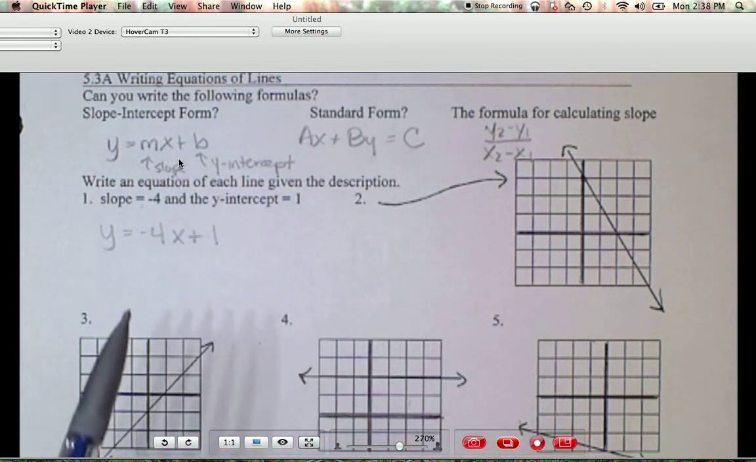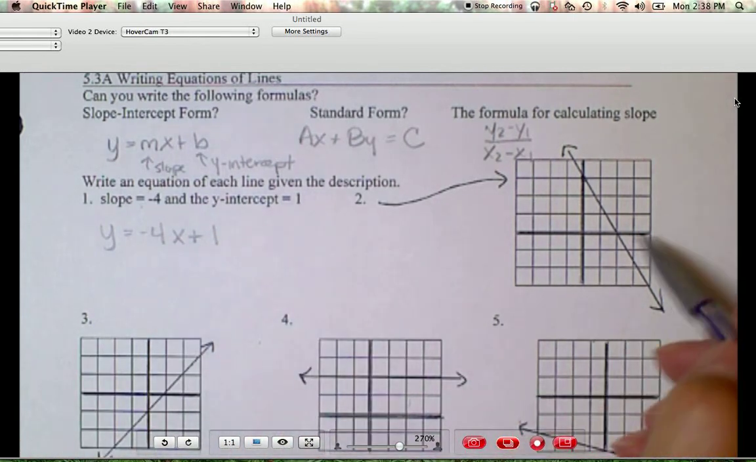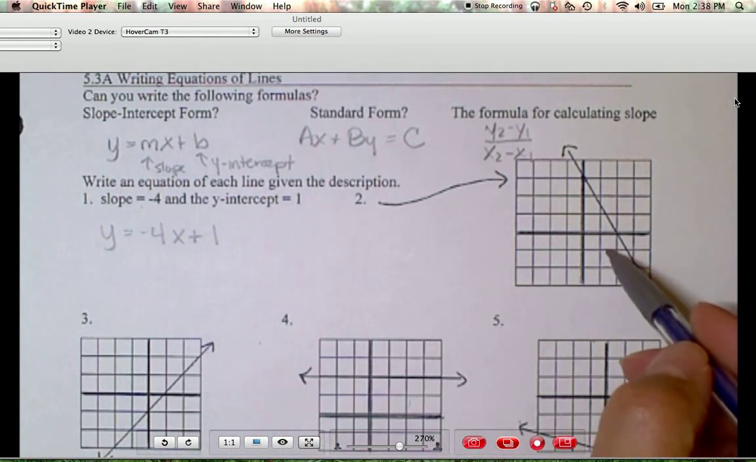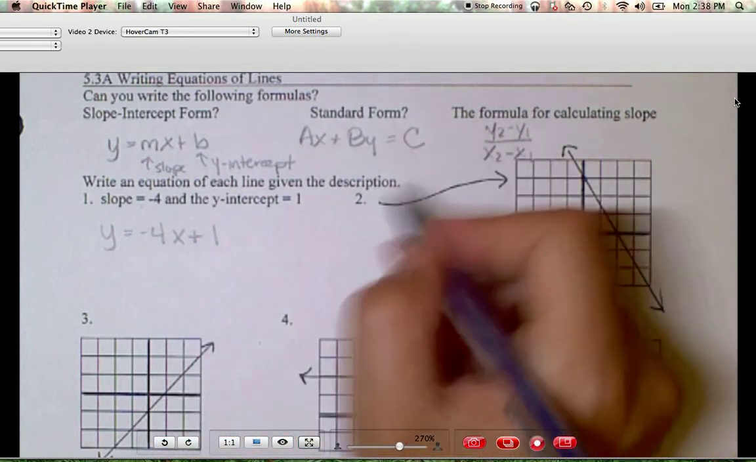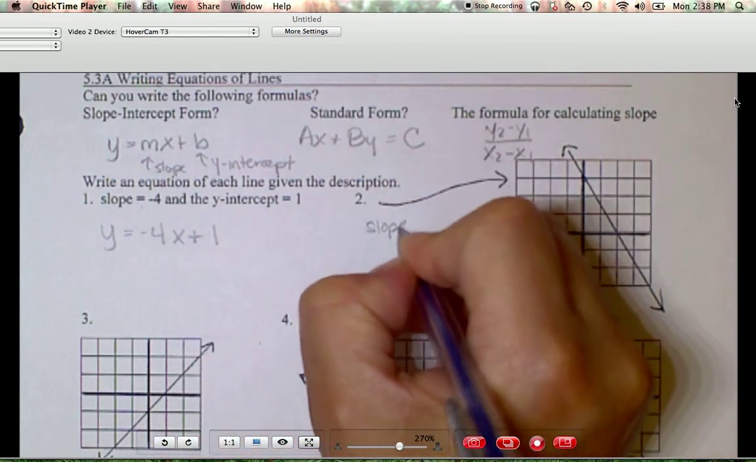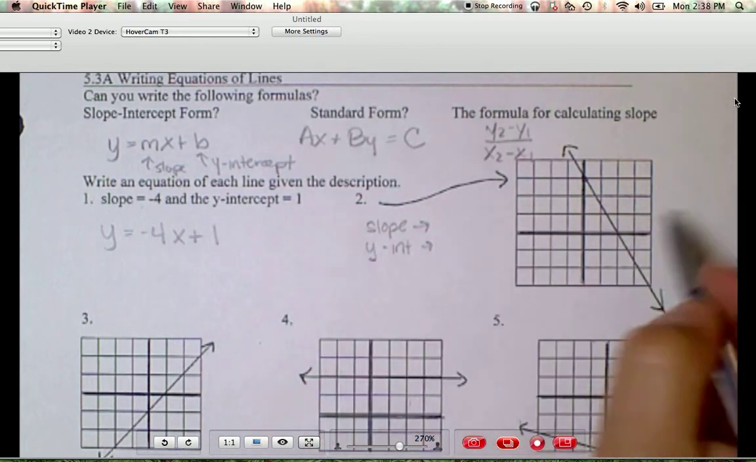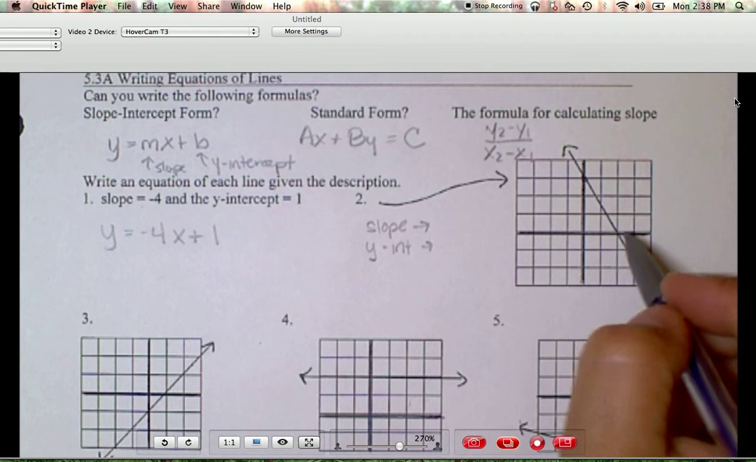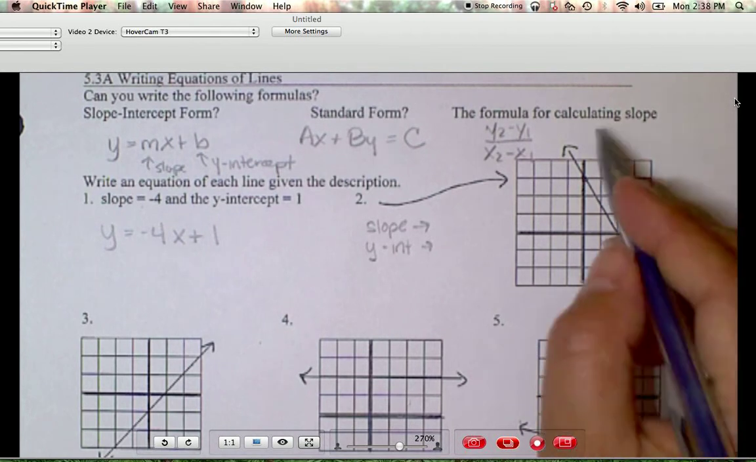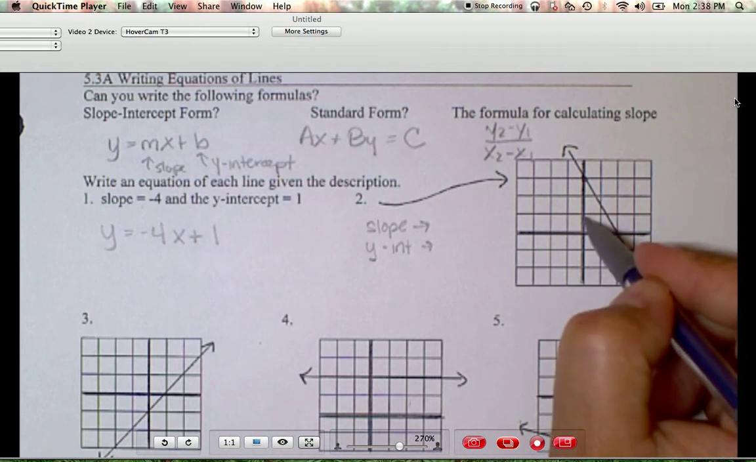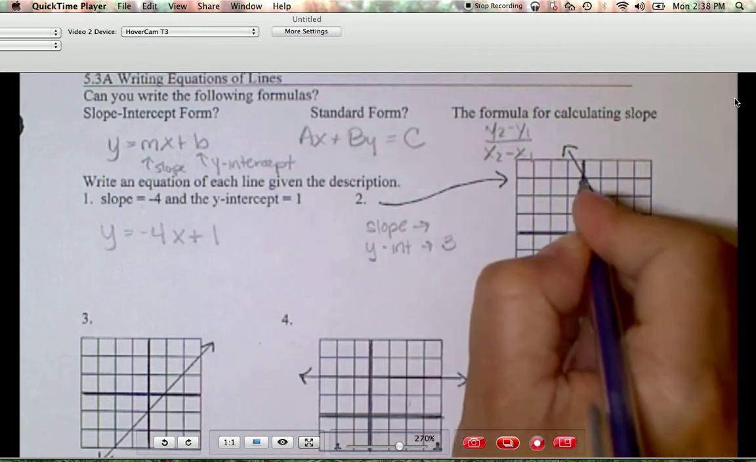Now, if you're looking at number 2, there's actually no description. There's just a line graphed here. Number 2 is very similar to number 1 because what we want to do is extract the slope and extract the y-intercept from this graph. So, how can we find the y-intercept? If this is our y-axis, of course the y-intercept is going to be 1, 2, 3. Positive 3 because it's up.